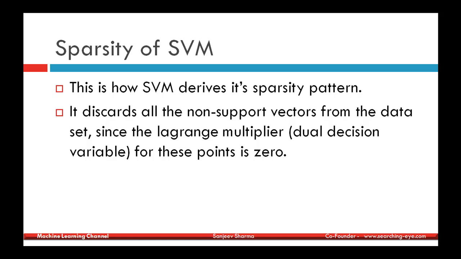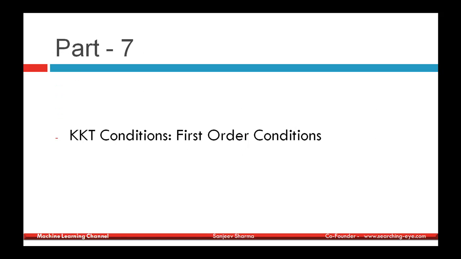Since for the support vectors the constraint is active, and therefore the dual variable is going to be non-zero, they play a role in decision making, whereas the non-support vectors do not play any role in decision making, and therefore they are discarded. And this is why SVM is known as a sparse kernel machine, or this gives a sparsity pattern to the SVM.